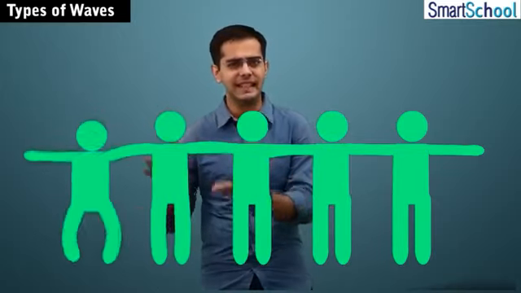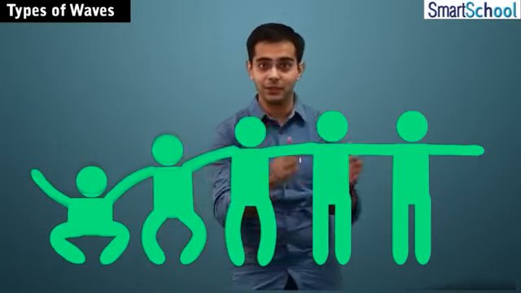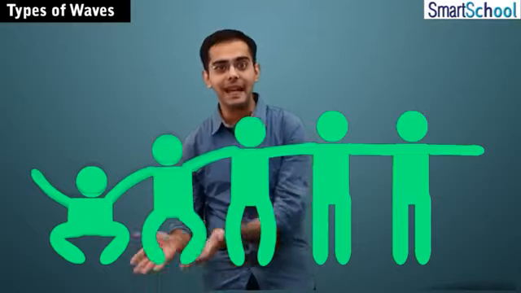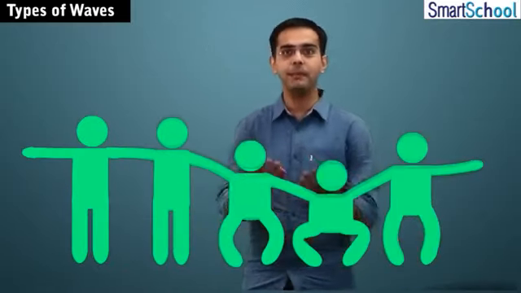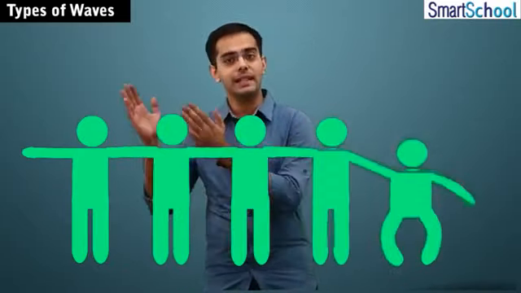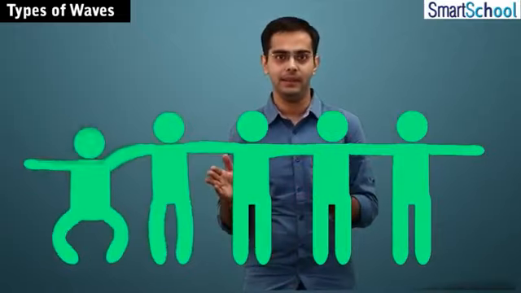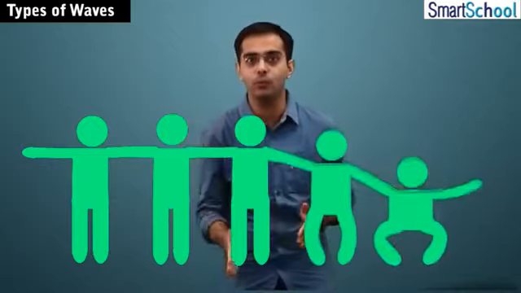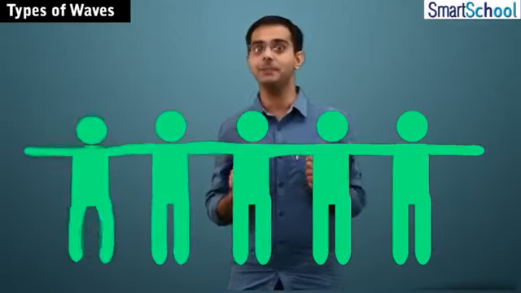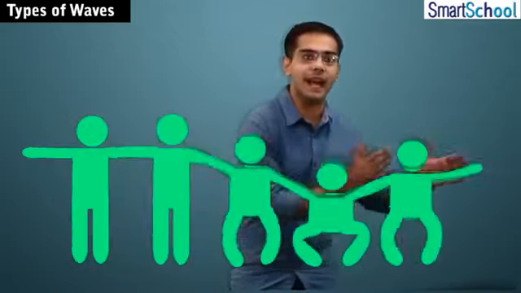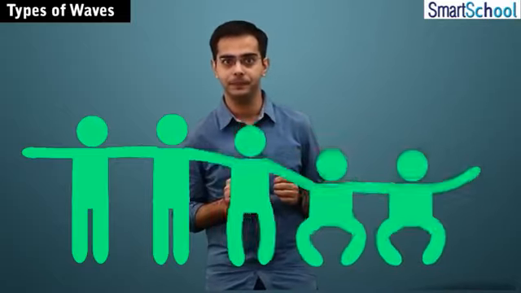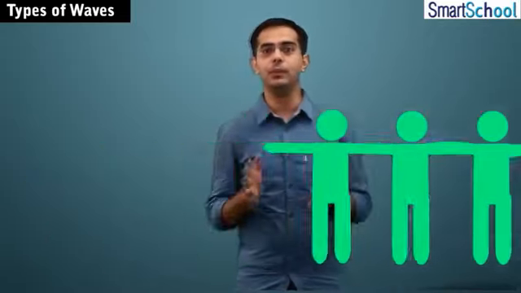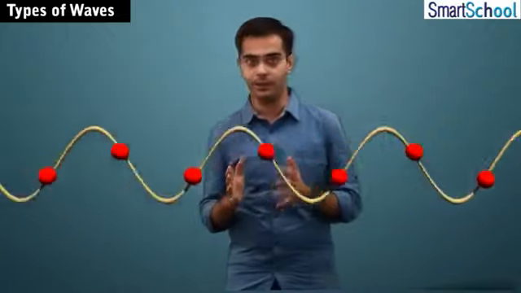When one person sits down, he pulls his neighboring person to sit down as well. And when he stands up, he again pulls his neighboring person to stand up. So it keeps on moving that way. Each person here is undergoing only up and down motion, and this disturbance is propagated towards the last person of the group. Similarly, we can take an example of a rope.